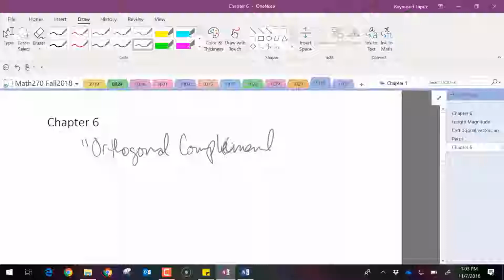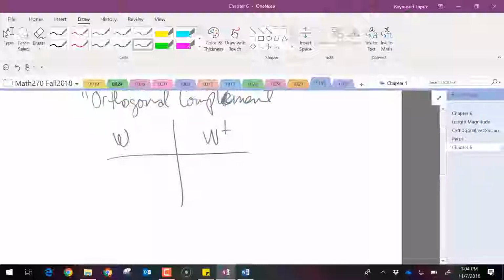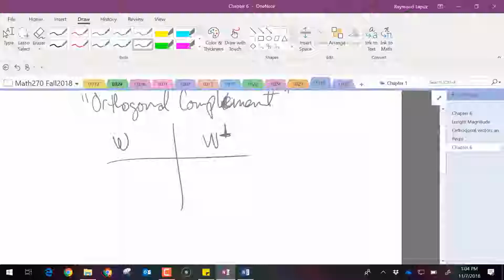Complement. I don't know if this is an I or an E, so I'll put both and you guys figure it out. So if this is W and this is W perp, this is a perp. So row A, the orthogonal complement of row A is null A, and col A, the orthogonal complement of that is the null, not A itself, but the transpose of A. So these are orthogonal complements.